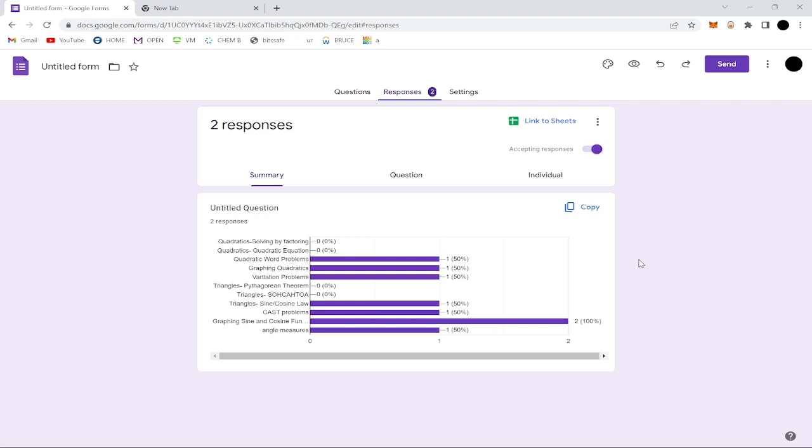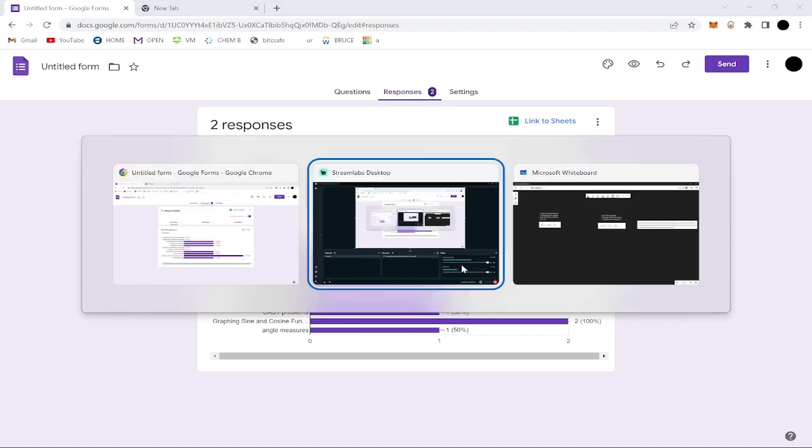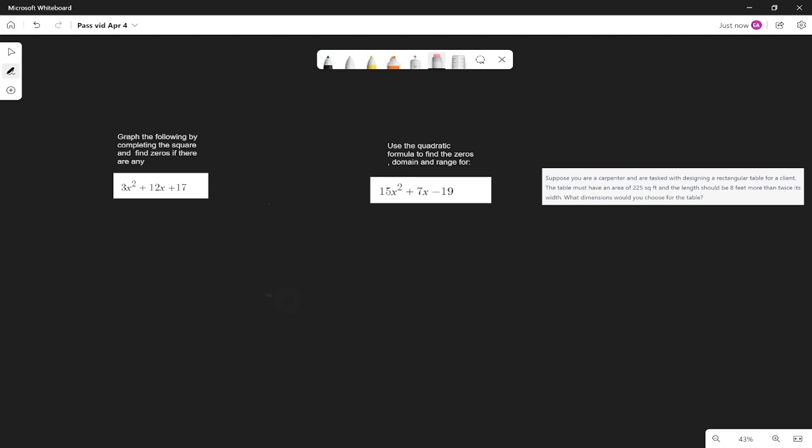All right, today, based off of the couple of responses we had, I'm going to be doing quadratic word problems, graphing quadratics, an example of variation, and then tomorrow I will be posting some examples on triangles, sine cosine law, CAS problems, and graphing sine cosine problems. All right.